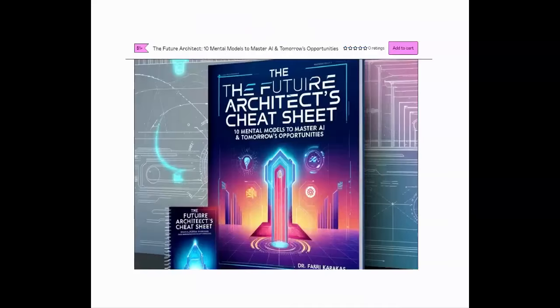AI is the biggest disruptor of today. So how do we cope with it? You need 10 mental models.